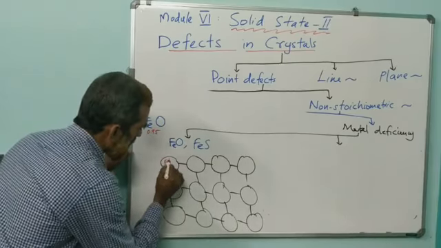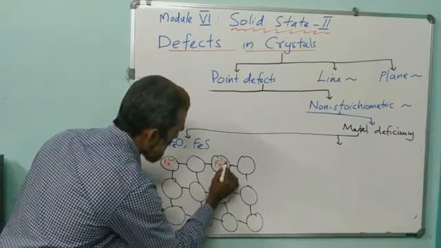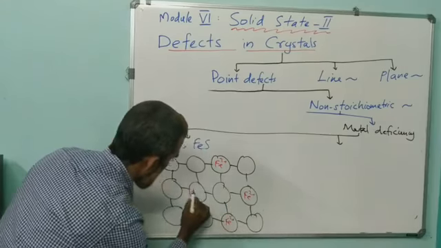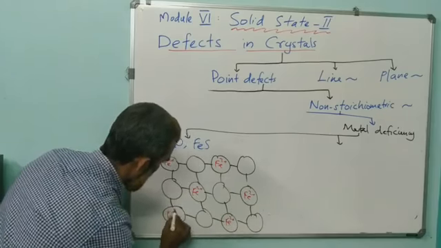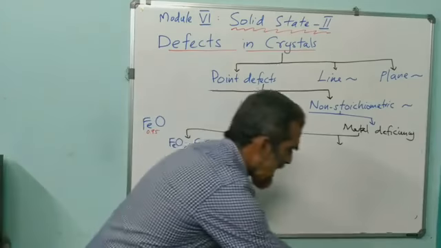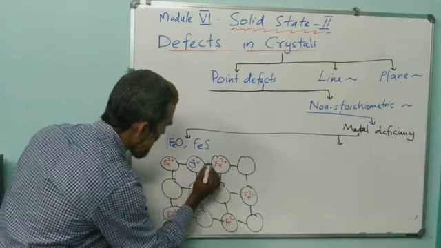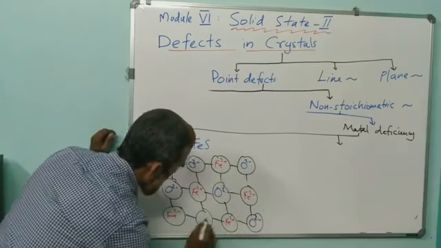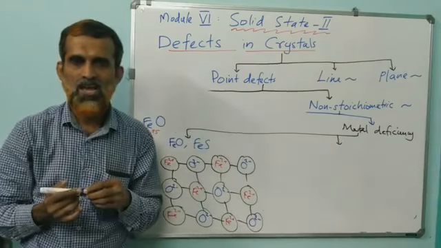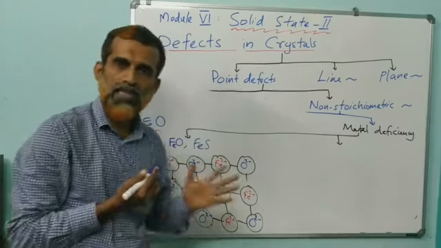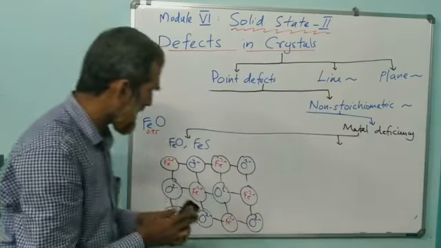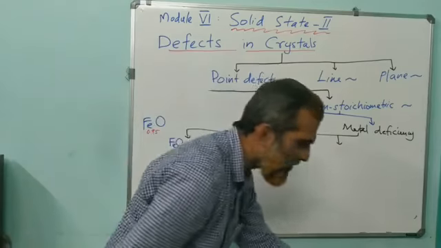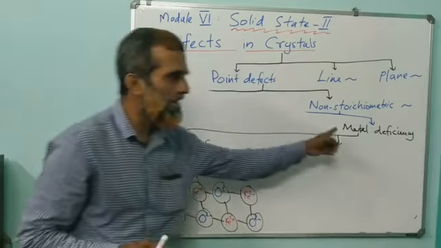Let us show the ions Fe2+ and oxide ions. So the crystal lattice is supposed to be like this, where you have an equal number of anions and cations. But in actual practice, we see that some Fe2+ are missing. It's not seen in the lattice. Fe2+ ions are missing. That is leading to metal deficiency.